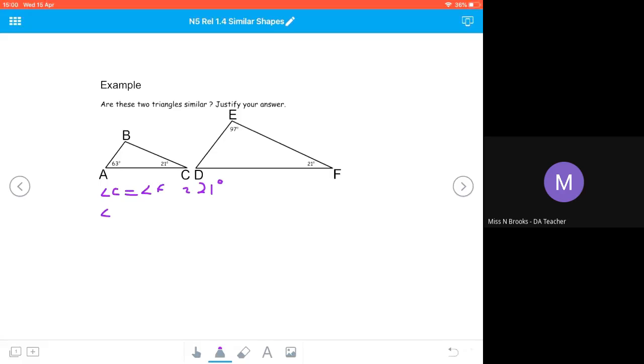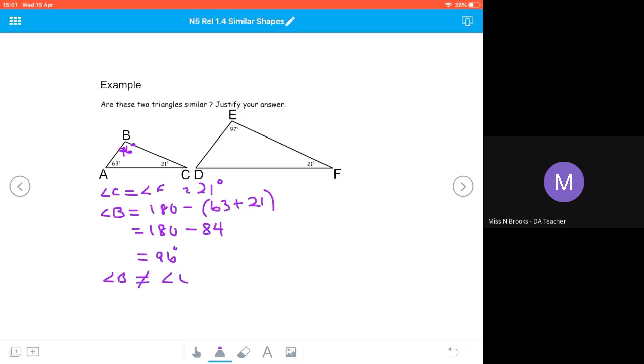So angle B is going to be 180 take away the sum of 63 plus 21. So that's 180 take away 84. And that gives us an angle B of 96. So if we write that onto our diagram, you can see there that angle B does not equal angle E. Therefore, the triangles are not similar.